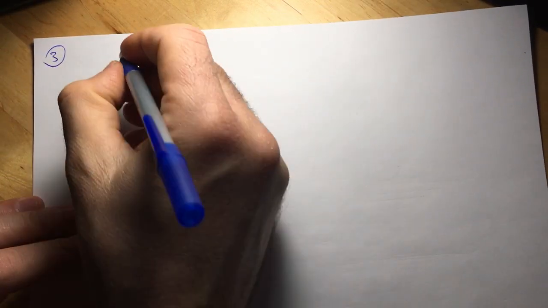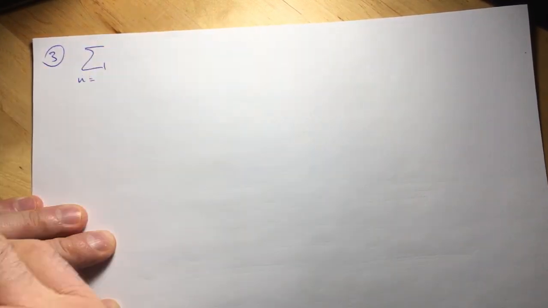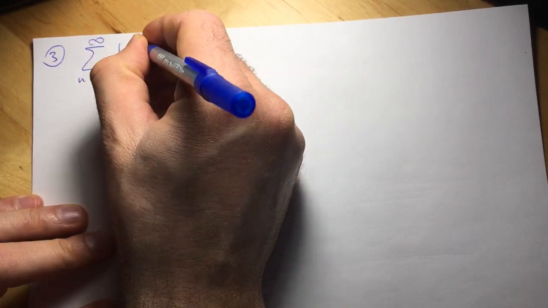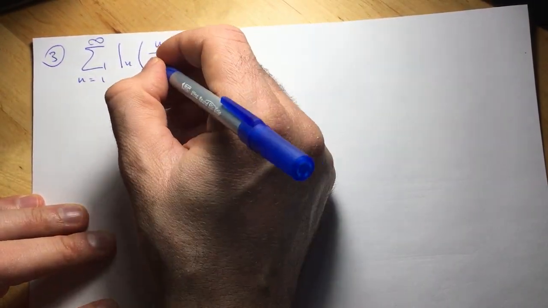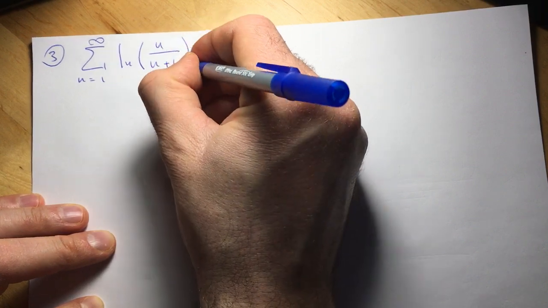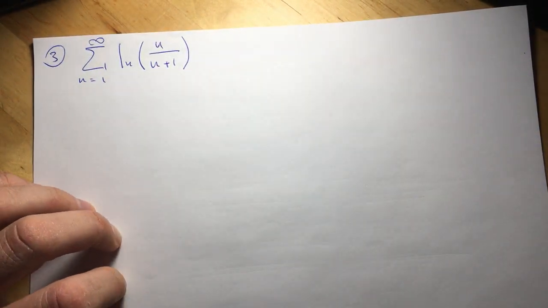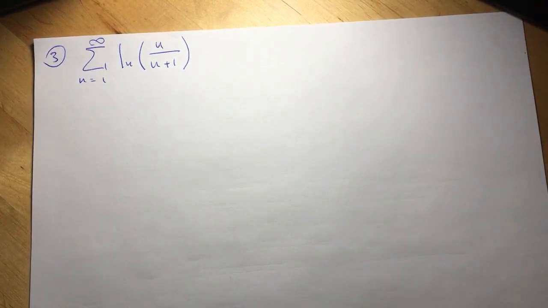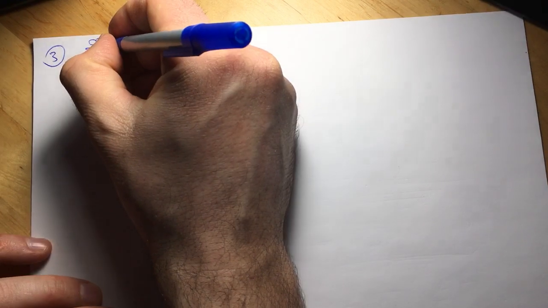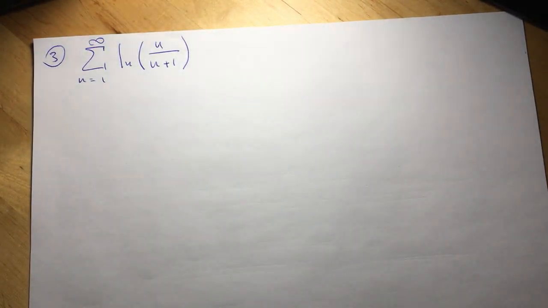Okay, and now let's move on to the third problem. Sum as n goes from 1 to infinity of ln of n over n plus 1. Okay, so although we said that we're just going to do the comparison test, it is good from time to time to throw you off a little bit, and this is what happens in the book if you do the questions, just to build up your intuition, right?